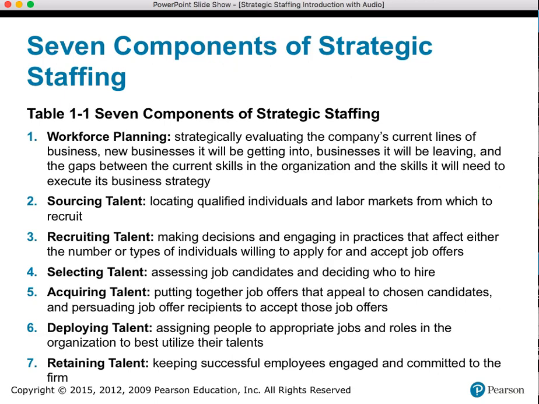And then afterwards, it's about acquiring them. So again, as I said earlier, just because you make an offer to someone doesn't mean that they're necessarily going to accept the job. So it's really important that we figure out how we can persuade the candidate to take the job, at a certain pay level, etc.